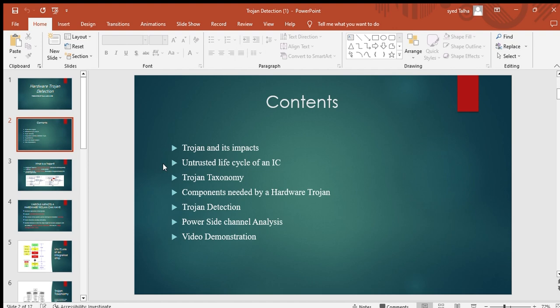The Trojan detection method that I have used in my project is power side channel analysis, and later on we will see the video demonstration of how I used a logic analyzer to prove that there is a Trojan existing in the circuit.